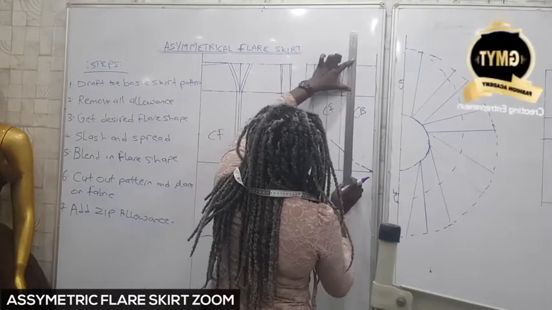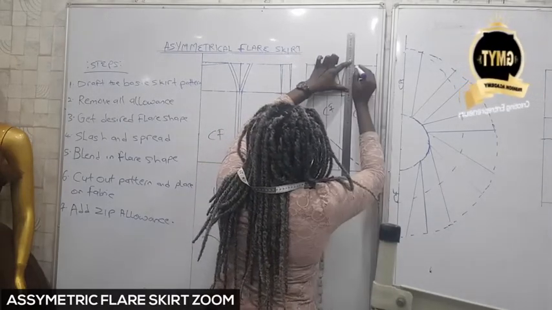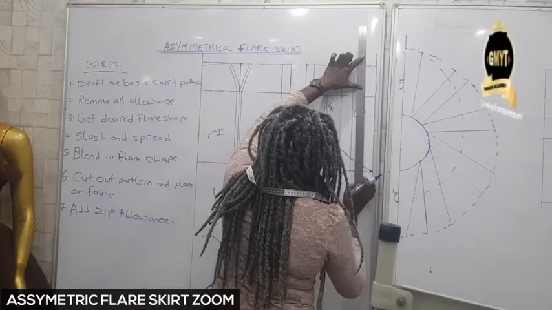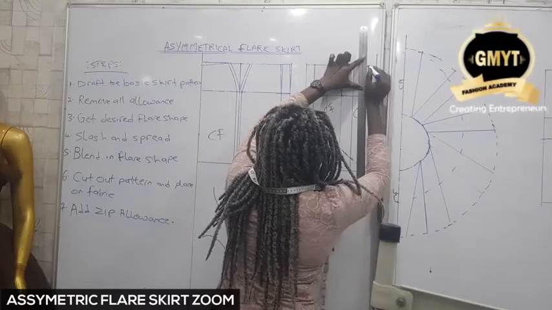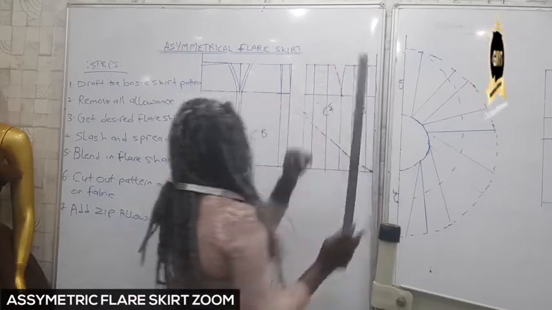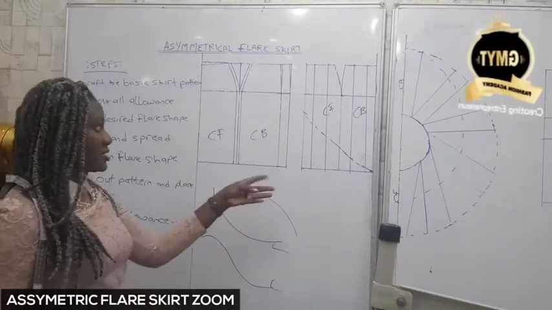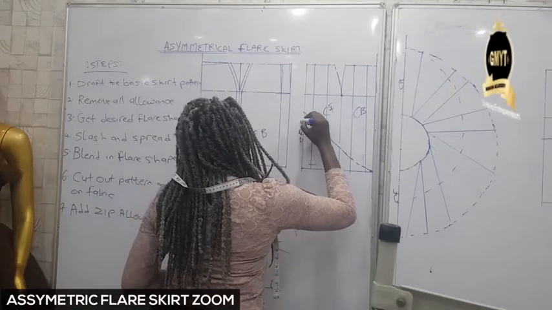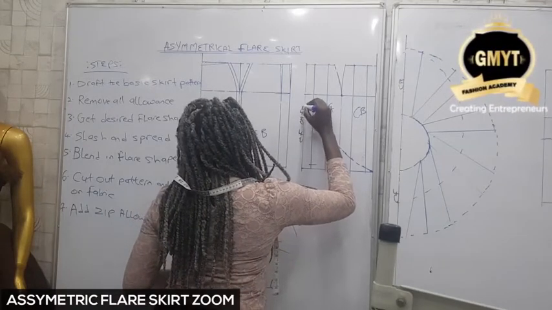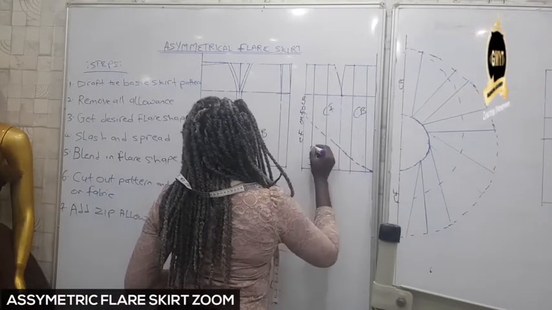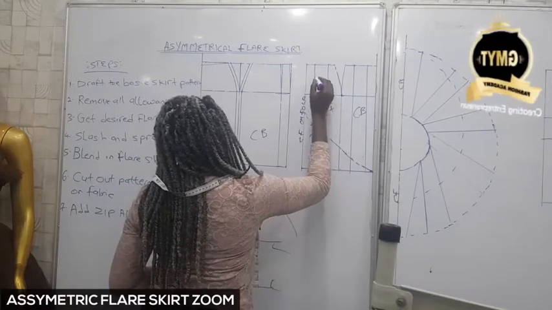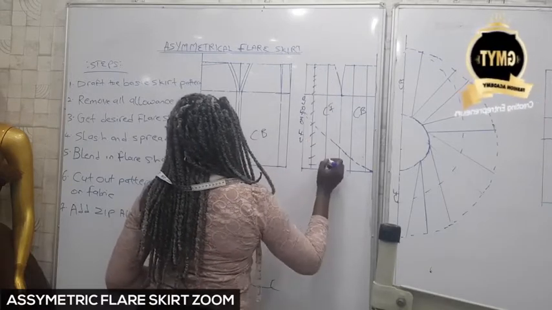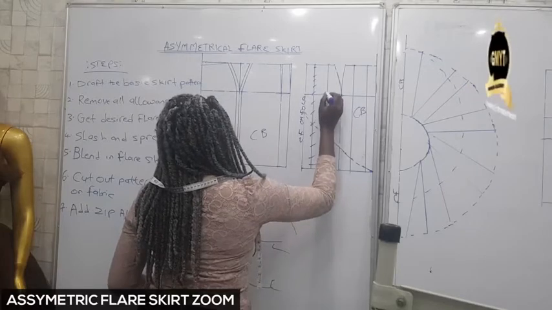And slash my back to... so you can see that's me slashing it. So all I just have to do is cut. Don't forget my CF is still on fold, and then I slash to this point. I slash this one to this point.